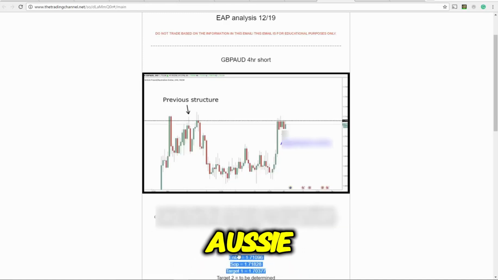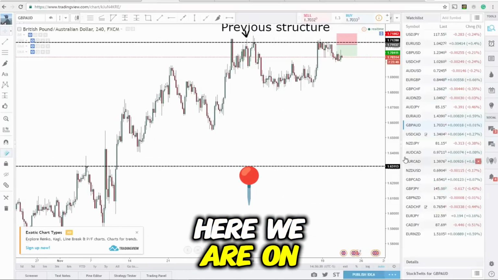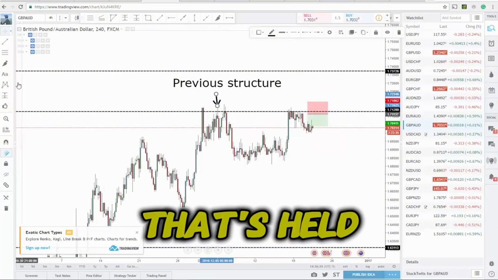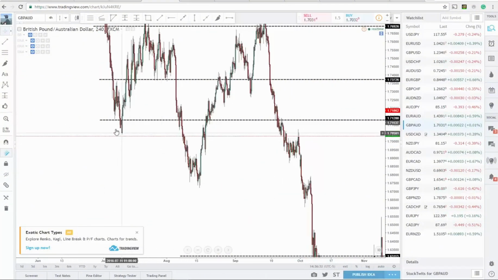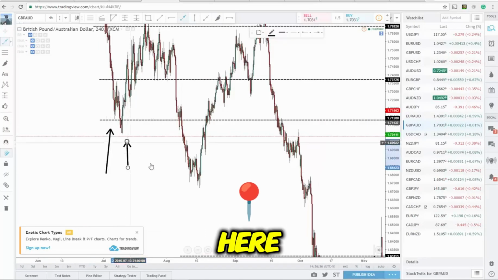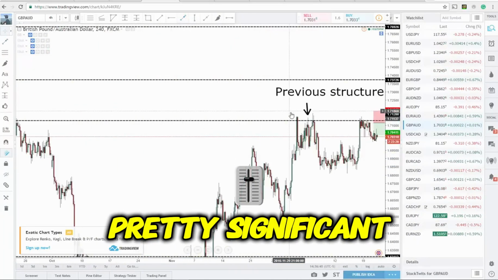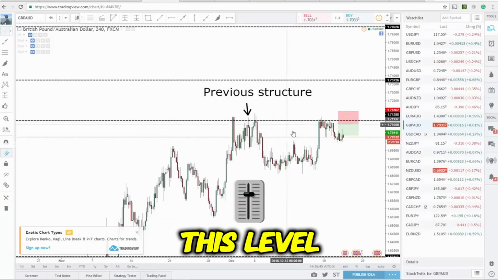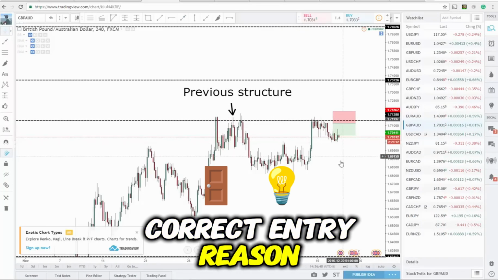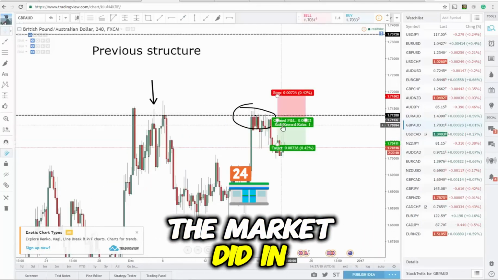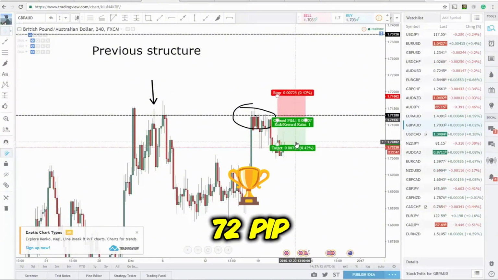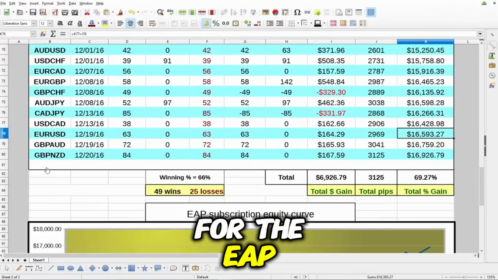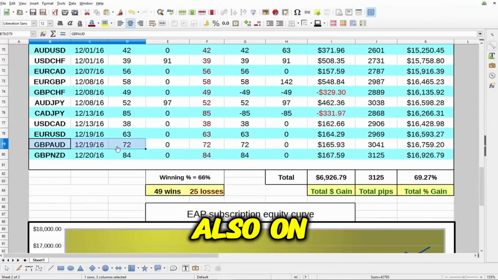So let's take a look at the pound Aussie and see how this analysis paid off. Here we are on the pound Aussie 4-hour chart, and as you can see, here's our previous structure level that's held up pretty well in the past. We can even see some touches back here along this level as well. A pretty significant level of structure that we were interested in and planned to get involved at this level if we got that correct entry reason based on the rules of the EAP. The market did in fact drop and give us a 72 pip win on our first target on this trade. And if we head over to the spreadsheet for the EAP, you can see the pound Aussie trade here, also on 12/19.